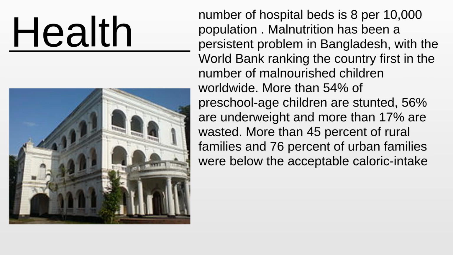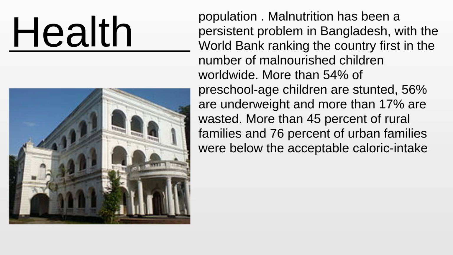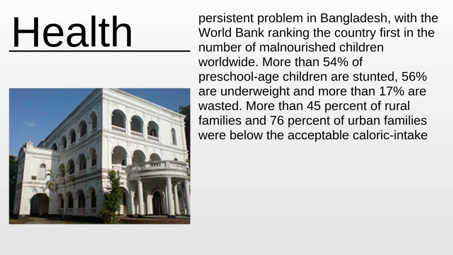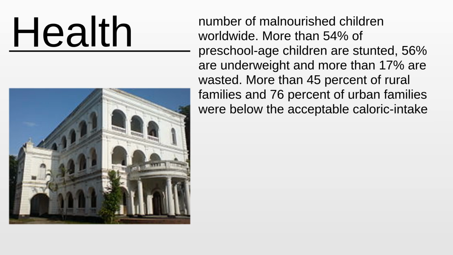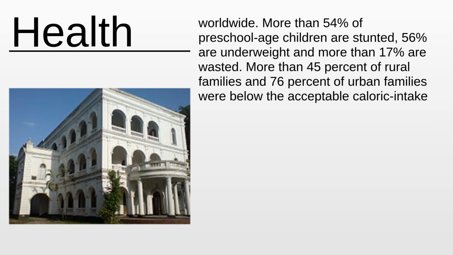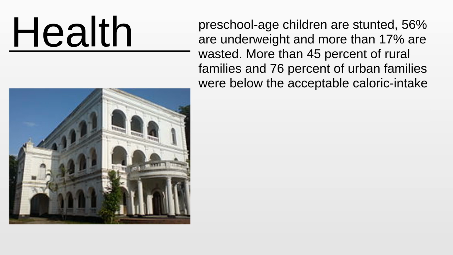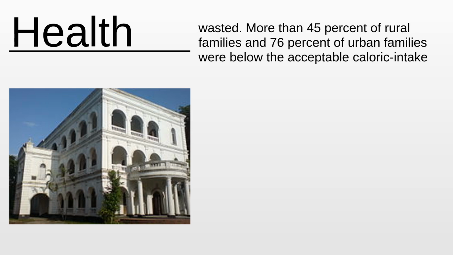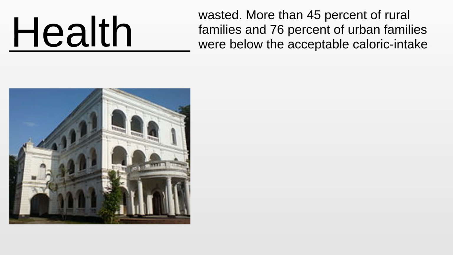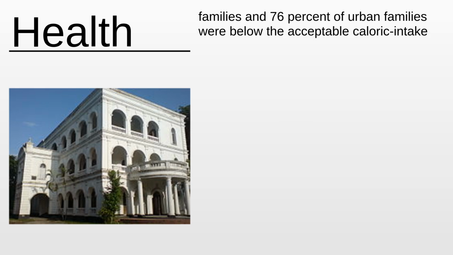Malnutrition has been a persistent problem in Bangladesh, with the World Bank ranking the country first in the number of malnourished children worldwide. More than 54% of preschool-aged children are stunted, 56% are underweight and more than 17% are wasted. More than 45% of rural families and 76% of urban families were below the acceptable caloric intake level.